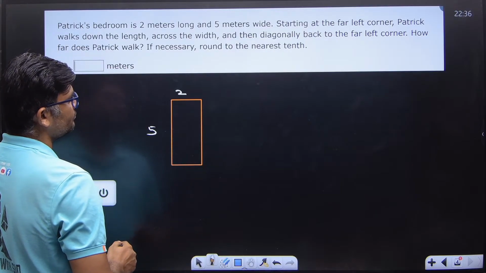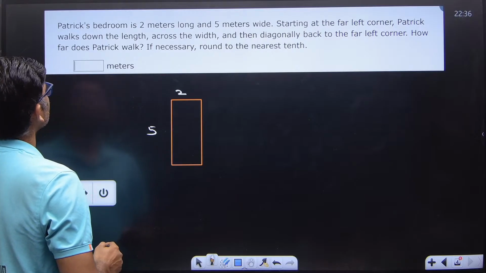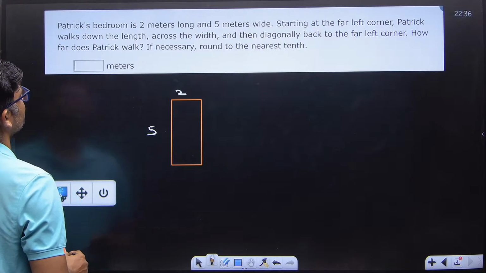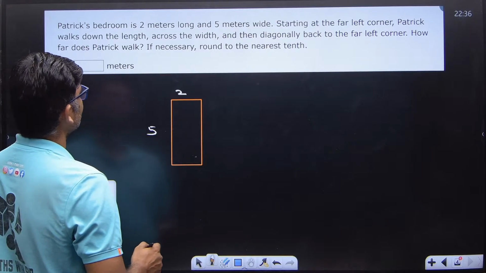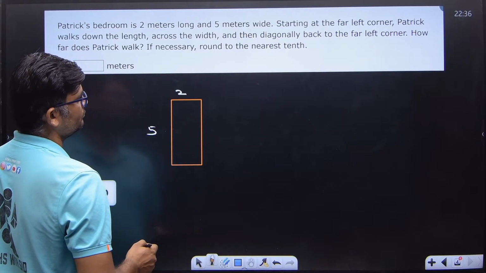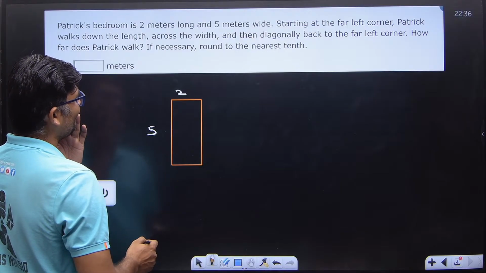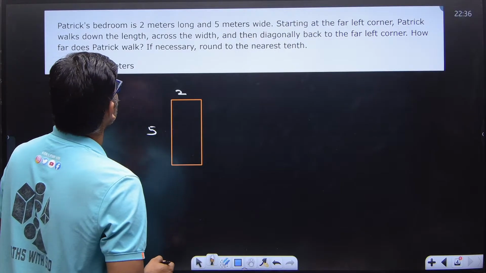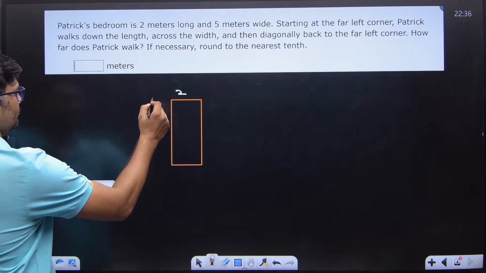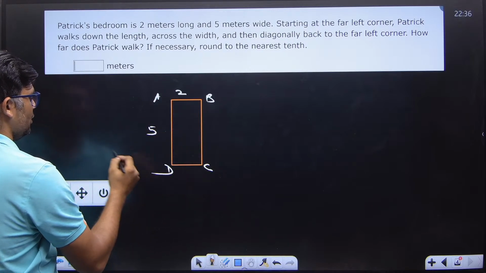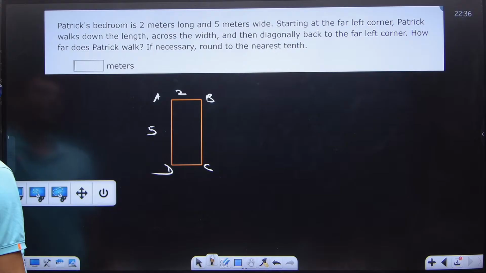Okay, so for this one, it's 2 squared, 4, and 5 squared, 25. Can you tell me the path of Patrick first?